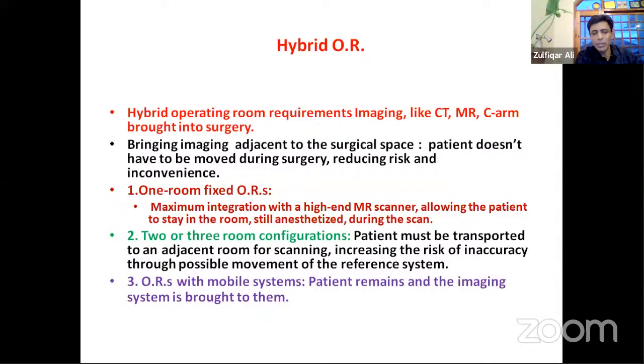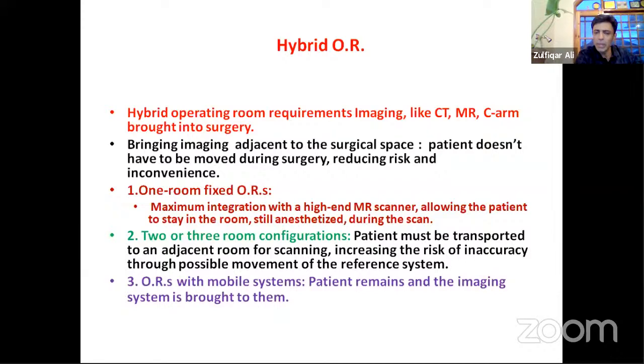And the best form of a hybrid OR that has been developed is the navigation OR, particularly this has revolutionized the neuro navigation procedures, which are in vogue at many centers now in India, where we have operating rooms with a mobile system.